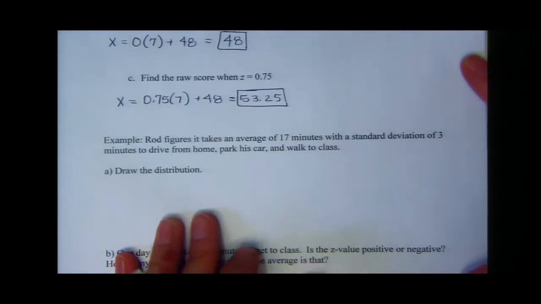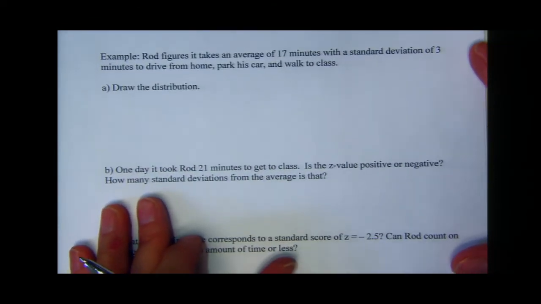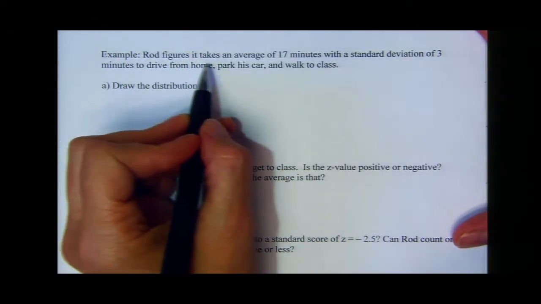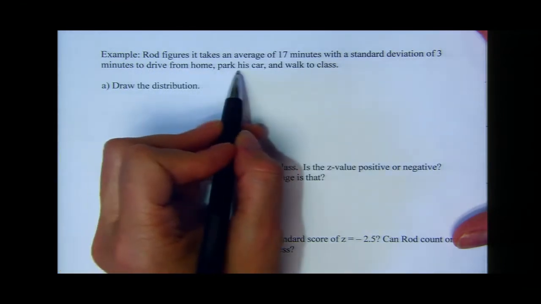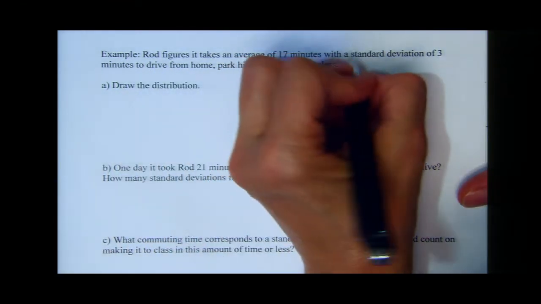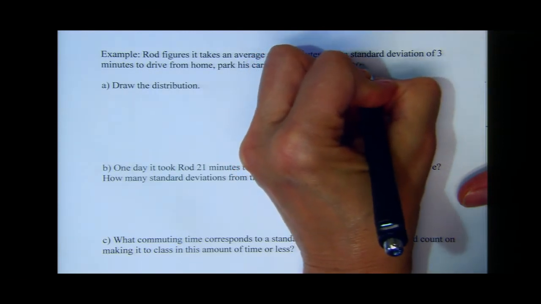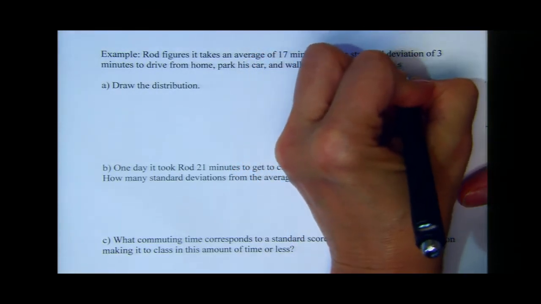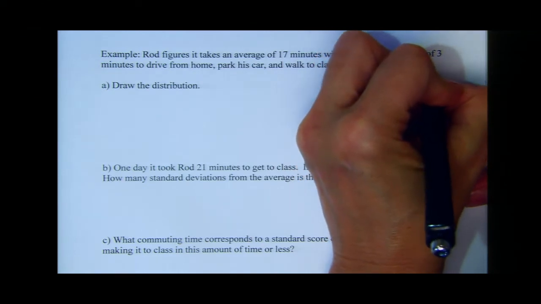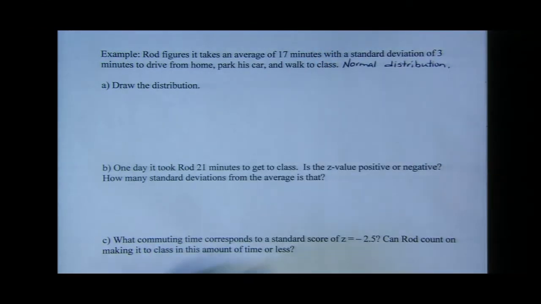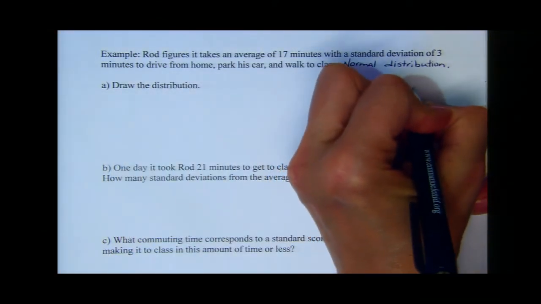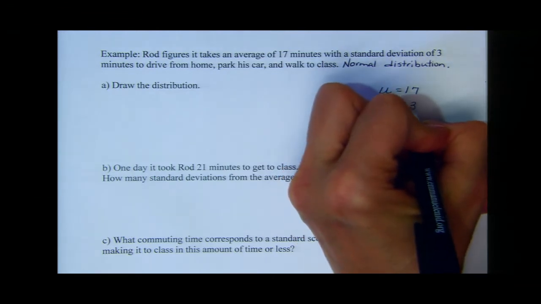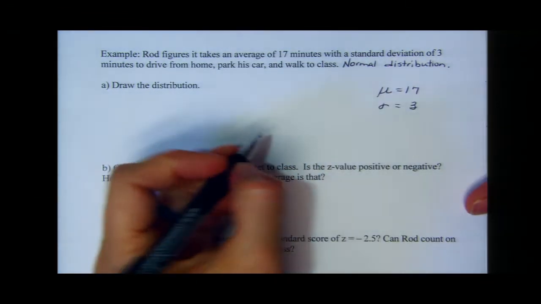All right, moving on. Rod figures it takes an average of 17 minutes with a standard deviation of 3 minutes to drive from home, park his car, and walk to class. And it's not written, but it needs to say it's a normal distribution. So I'm going to add that. Okay? All right. So it says an average of 17 minutes and a standard deviation of 3. So I'm going to draw my curve.